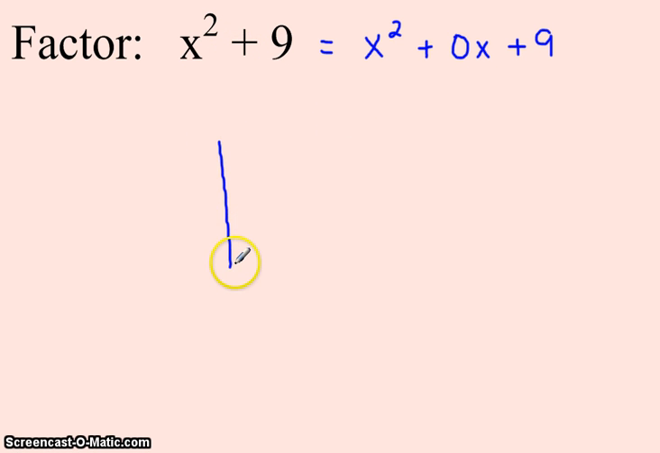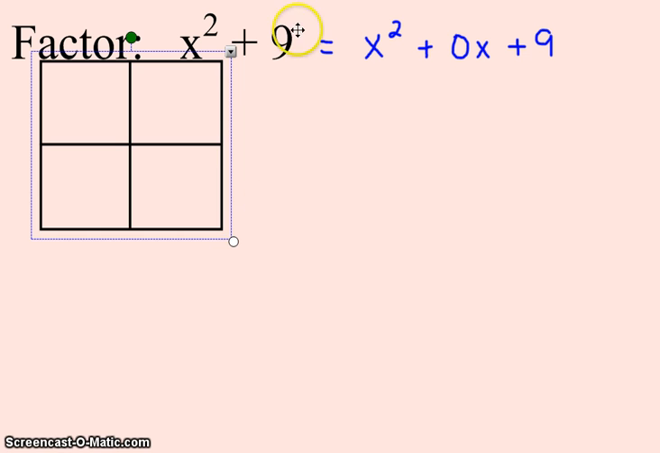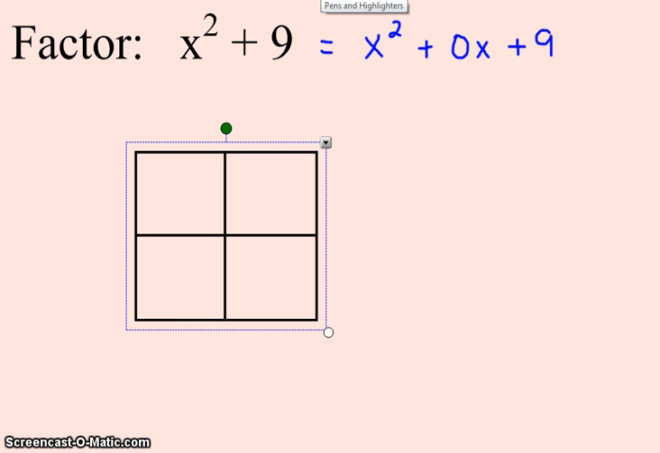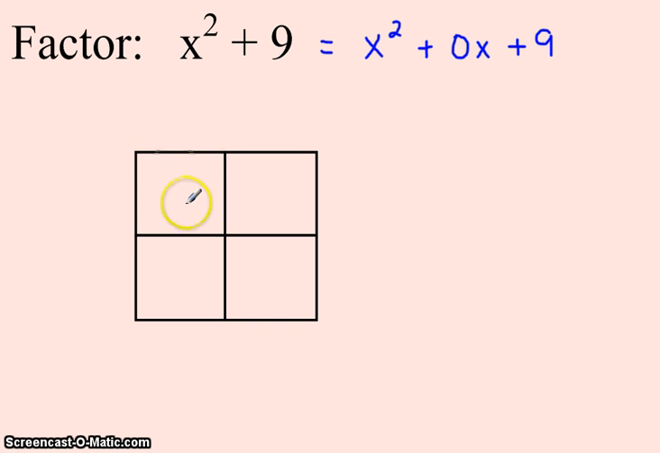I'll use my pre-made square here. I'm going to put the x squared here, and the positive 9 here. I've got my x and my x, and I know that it's going to give me my x squared. Now I have to figure out how to get to 9 by multiplication. Well, it'll be 1 times 9 and 3 times 3. I could go negatives too, but I think we're going to see that that's not going to work for us. Let's try the 3 and the 3.